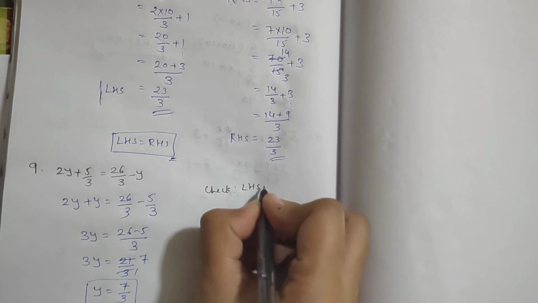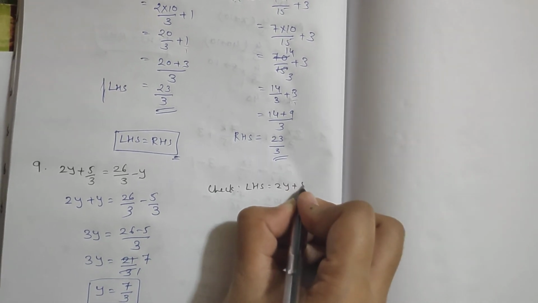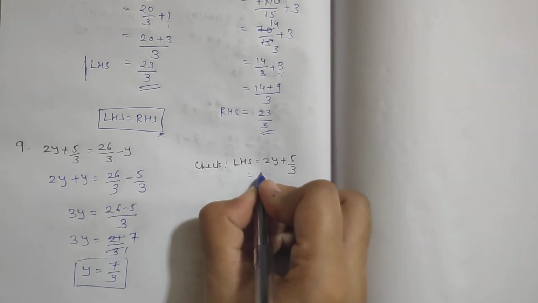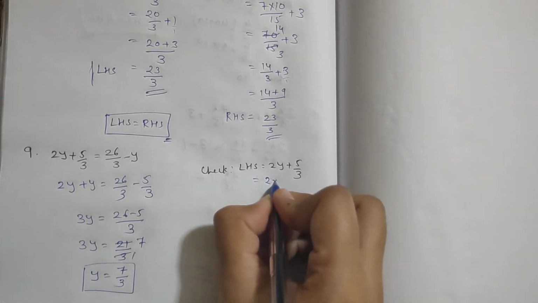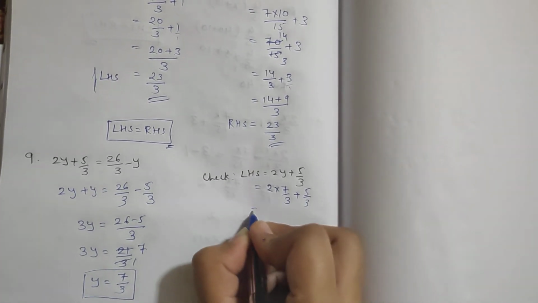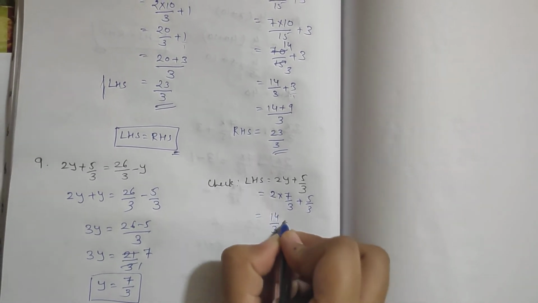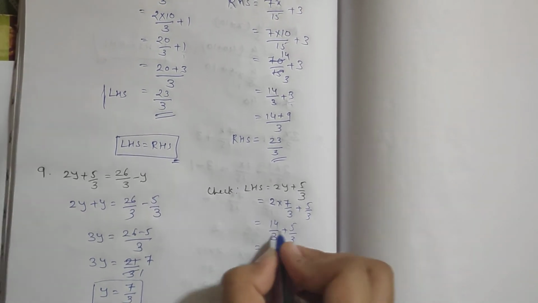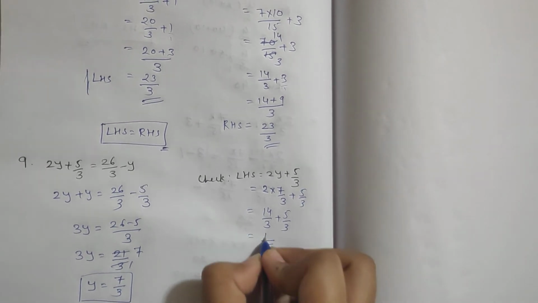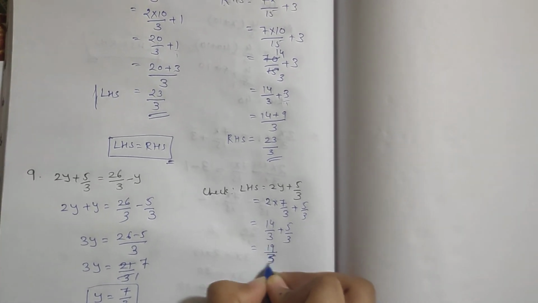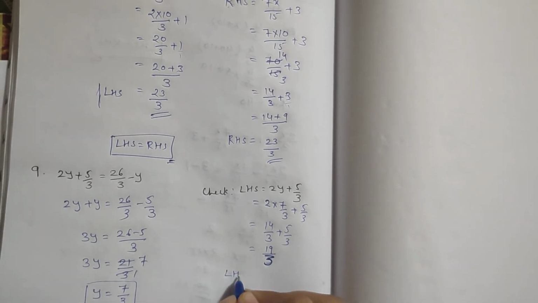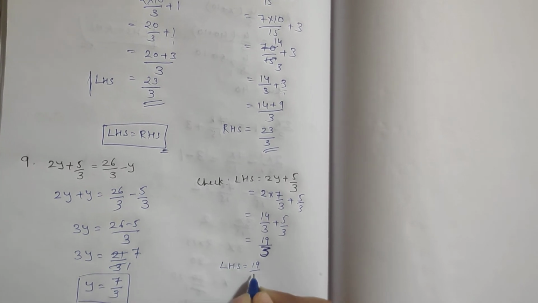What is our LHS? LHS is 2y plus 5 upon 3. Okay, so now substitute the values here. What is our value of y? It is 7 upon 3. So it is 2 times 7 upon 3 plus 5 upon 3, so it will be 14 upon 3 plus 5 upon 3. So denominators are same, so we can add the numerators. So 14 plus 5, that is nothing but 19. So it will be 3 in the denominator. It is not 5, it is 3. Okay, so our LHS is 19 upon 3.